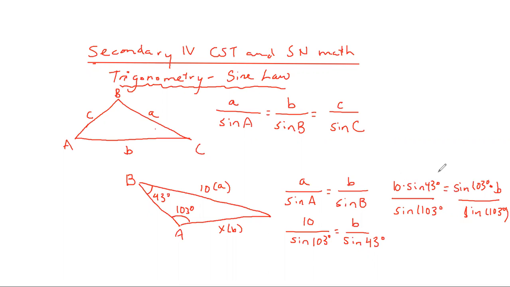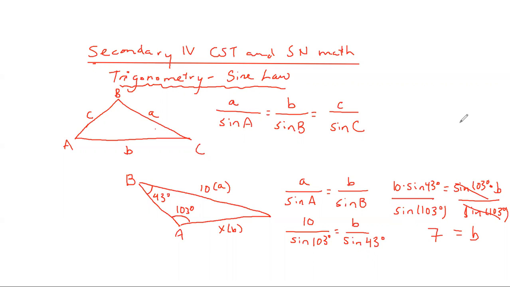So what I have here is 10 times sine 43, which I'm going to punch into my calculator and figure out. 10 times sine of 43 gives me a number, 6.81, and I'm just going to divide this by sine of 103. And that gives me 6.99999. So these two cancel each other out. I'm left with b on this side, and let's just round it. We're going to make it easy for ourselves. My missing side there is 7.